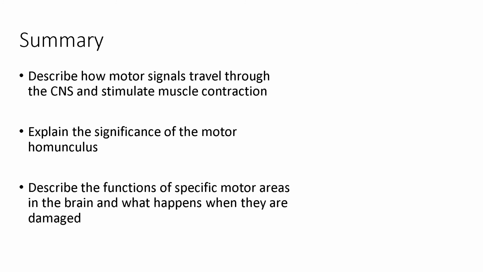We talked about the significance of the motor homunculus. Remember, this is that part or that map of the brain that tells us proportionally how many neurons are dedicated to moving specific parts of the body. We also talked about the functions of different motor areas. So you will definitely want to know what Wernicke's area, Broca's area, and the frontal eye field do. And you'll want to know what happens when they're damaged. Those could be questions that you get on your next exam.